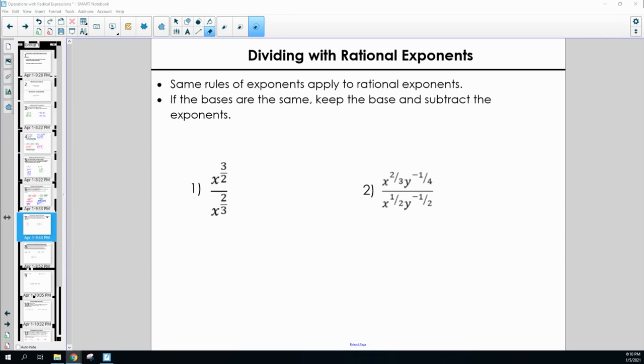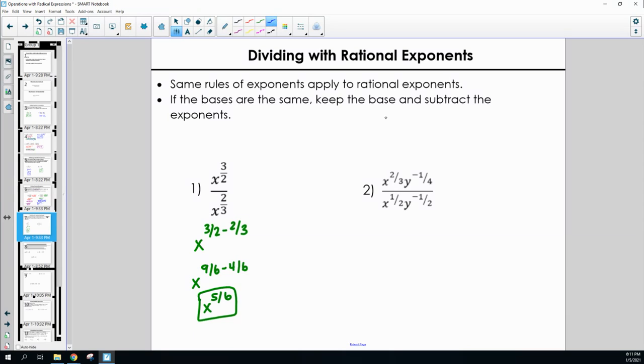When we're dividing with rational exponents, the same rules of exponents are going to apply to rational exponents. If the bases are the same, keep the base and subtract the exponents. So in the first example, we have x to the 3/2 divided by x to the 2/3. The bases are the same, they're both x, so we're going to take x to the 3/2 and subtract 2/3. Because we have fractions, we want to make sure that we have a common denominator. In this case, it will be 6. So I have to multiply the first fraction by 3. So that's going to give me 9 over 6. Second fraction, we're going to multiply by 2. So that gives me 4 over 6. So 9 over 6 minus 4 over 6 is going to give me x to the 5 over 6.